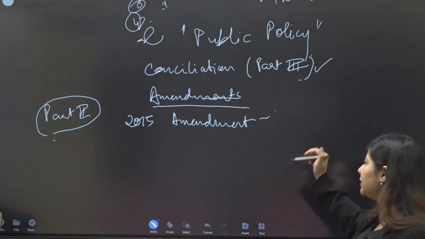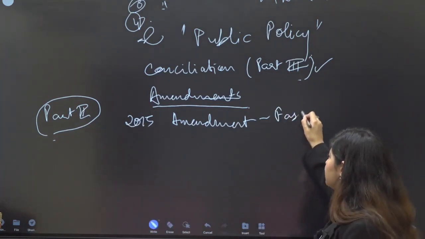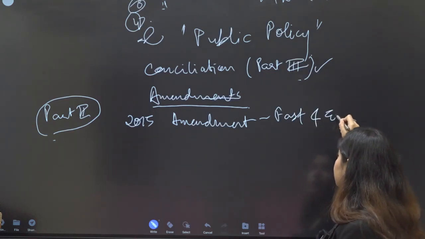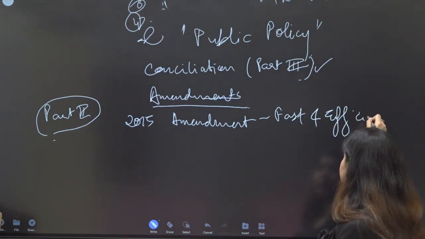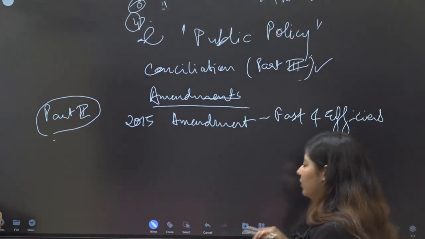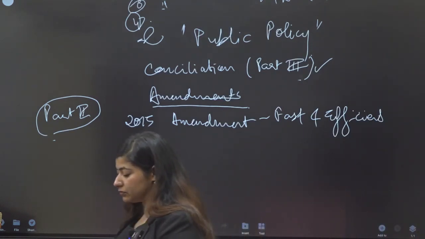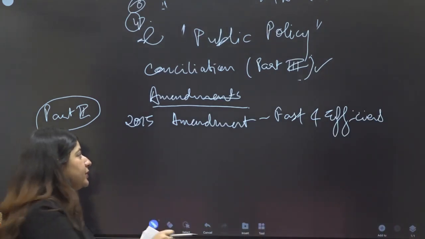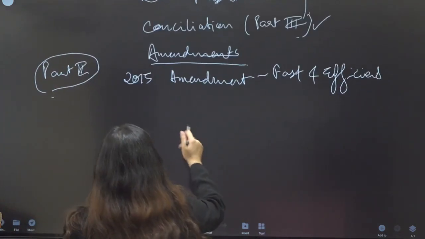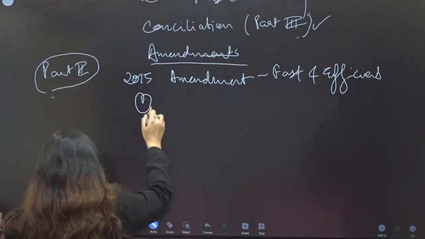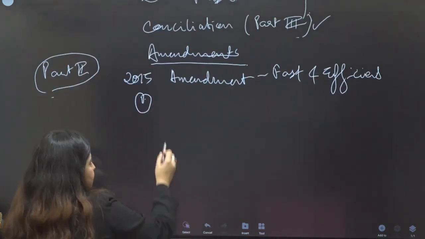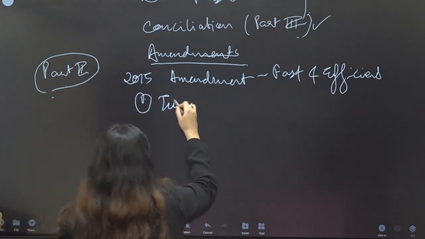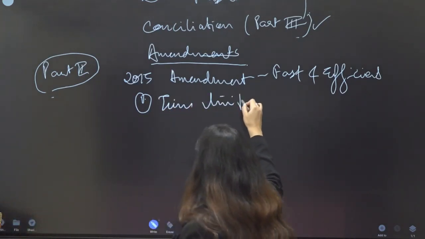So the 2015 amendment, what was it doing? It was trying to make arbitration fast and efficient. Now let's see how it was trying to do that. Let's deal with the key changes that the 2015 amendment made. Number 1, time limit for arbitral proceedings.